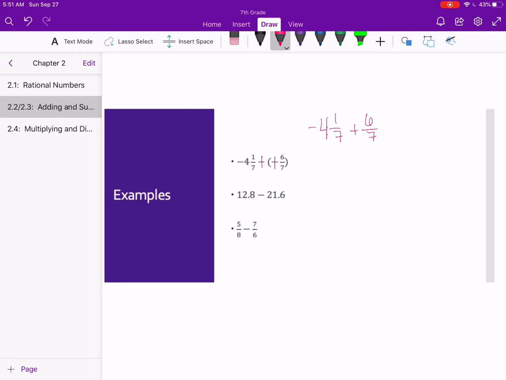I'm going to change that -4 1/7 to an improper fraction. So 4 times 7 is 28, plus 1 is 29, so we have -29/7 plus 6/7. -29 plus 6 is -23. And let's put that into a mixed number, so that becomes -3 2/7, which does not reduce.